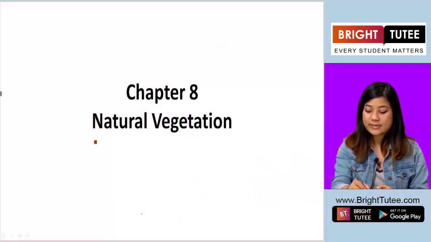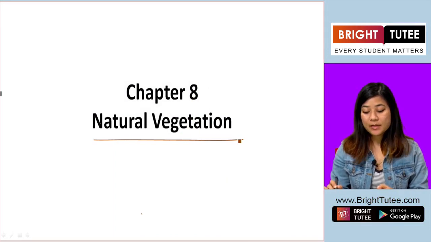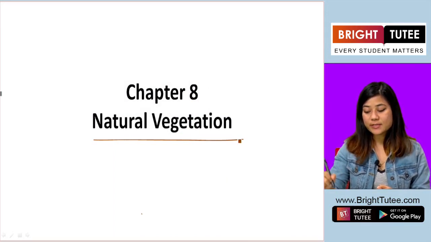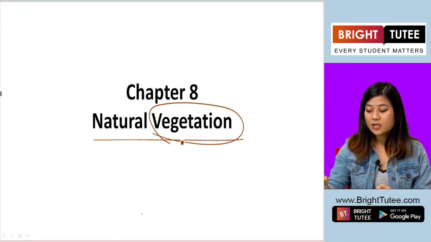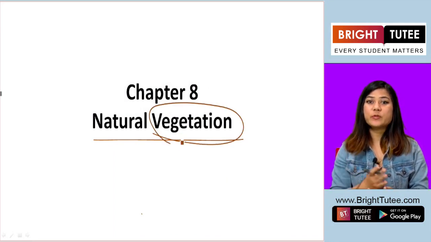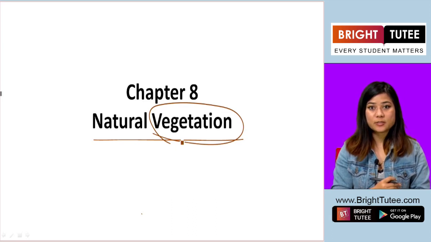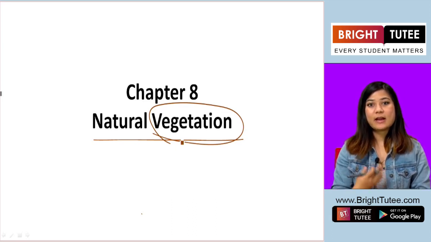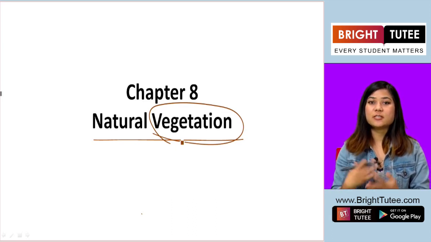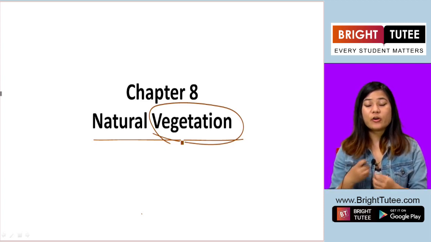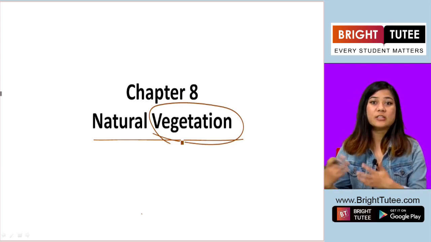So today we have chapter 8 and the title of the chapter is called Natural Vegetation. Now when we focus on this title, it says natural vegetation, right? Just like how we were doing drainage in the last chapter, chapter 7, and there I told you that drainage doesn't mean drain system or it does not associate with drains.